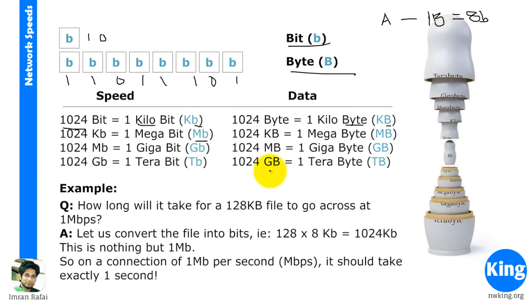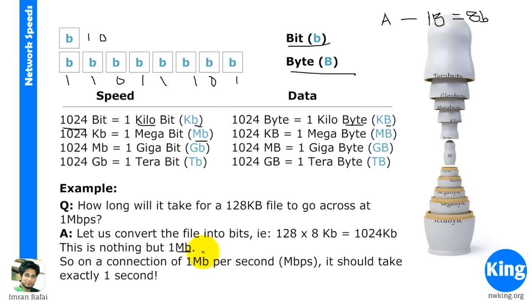Alright, having known that, let's look at this example. You have a file of 128 KB, that is kilobytes. Now it needs to go across a network with a speed of 1 Mbps, 1 megabit per second. How much time will it take? It's a very simple question. Let's try to convert. 128 kilobytes, if we convert into bits, it is 128 into 8. This conversion, if you know, bit, byte, it's 8, right? So 128 kilobytes, if you convert it into bits, is 1024 kilobits of data, right? So 1024 kilobits is nothing but 1 megabit, right?